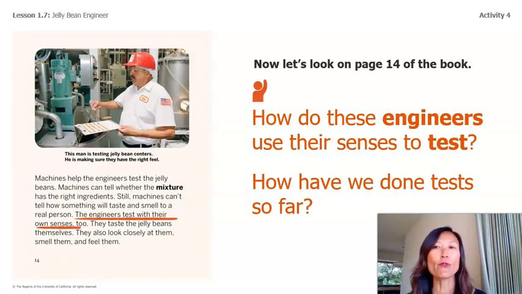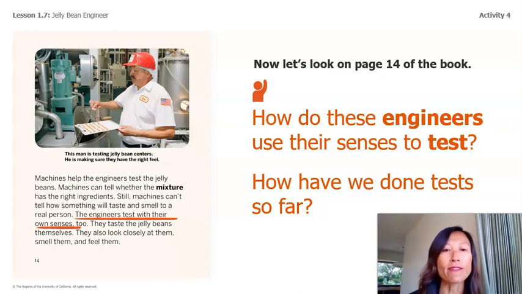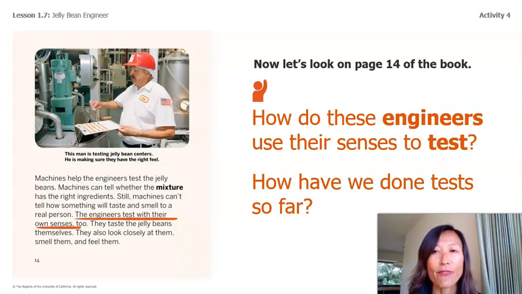Now let's look on page 14 of the book. How do these engineers use their senses to test? Well, let's see. They made jelly beans, taste jelly beans, look closely at them, they smell them, and they touch them. And how have we done tests so far? Well, we together made mixtures with glue ingredients and water. We let the pasta dry in each mixture, and then we shook them to see which was the stickiest.